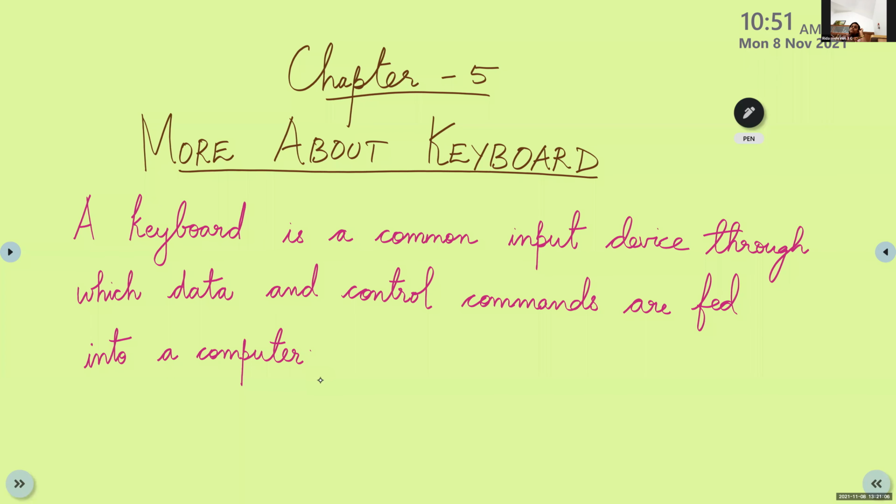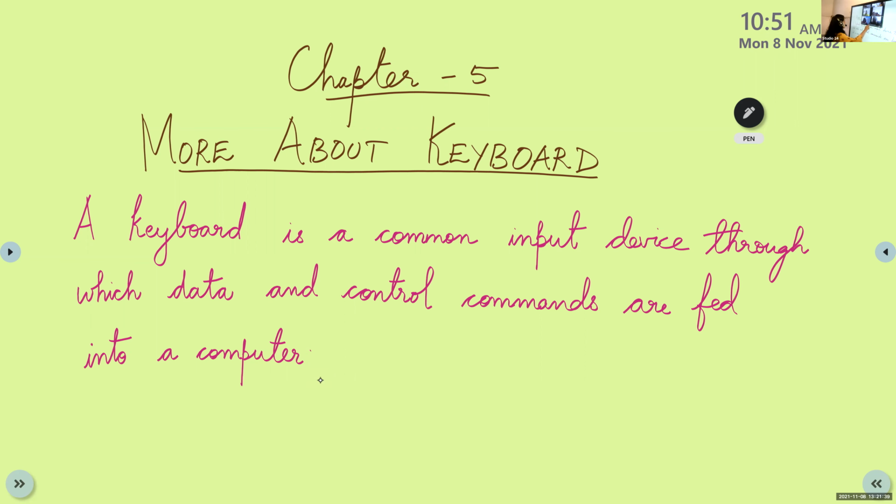A keyboard is a common input device through which data and control commands are fed into a computer. Okay, fine. Have you completed all this? Yes, ma'am. So what is a keyboard? A keyboard is a common input device, through which data and control commands are fed into a computer.